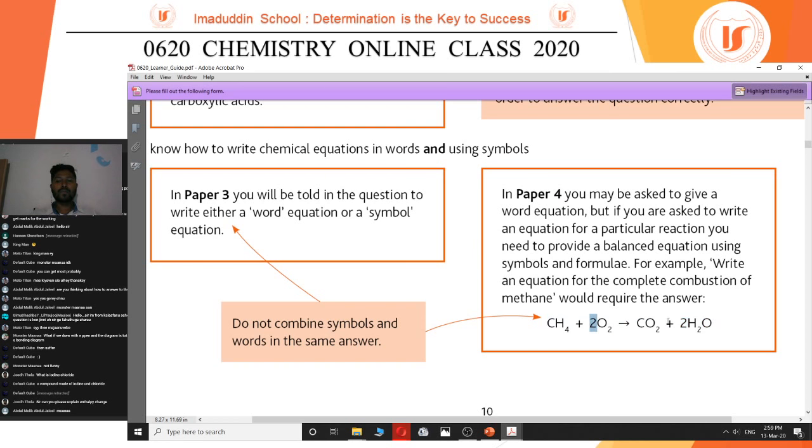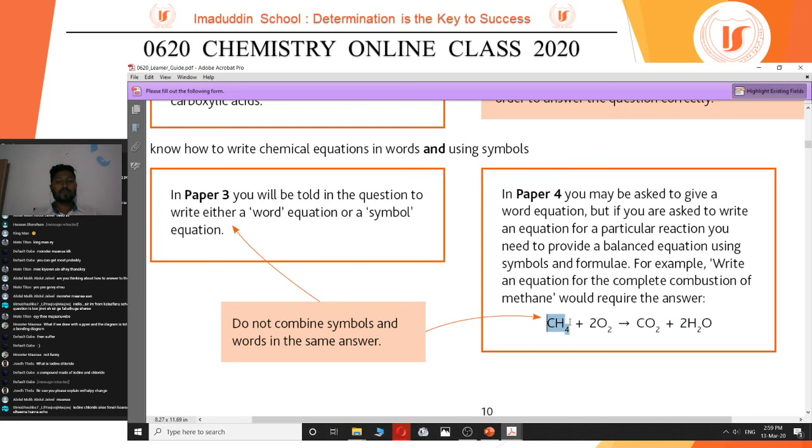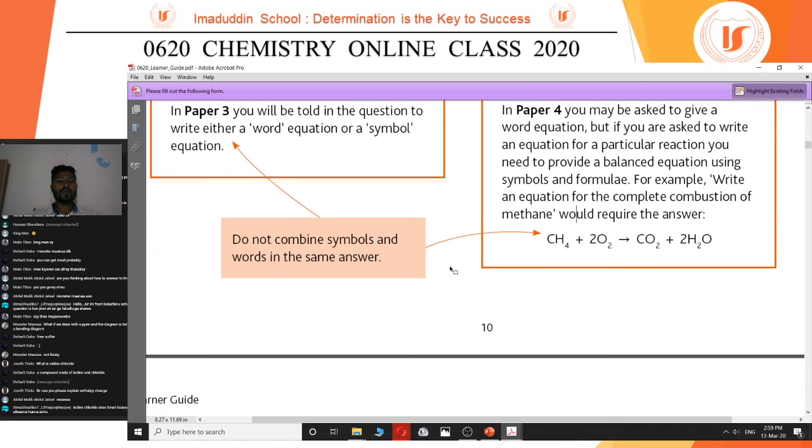That means the coefficient numbers, if you have to mention, those numbers should be there. If any equation is done without balancing, it is a wrong equation. An unbalanced equation is a wrong equation.